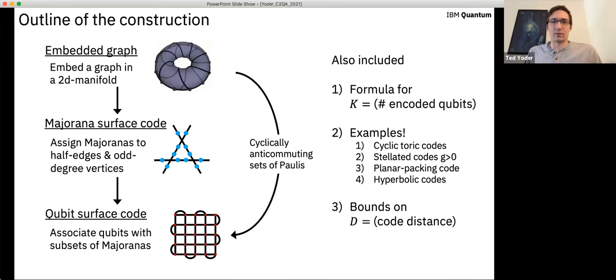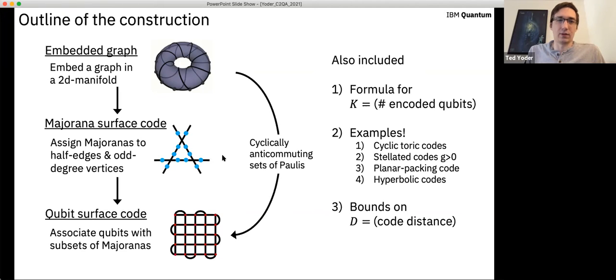Okay, so yeah, now I'm going to get into the more technical details of our construction. So basically the outline of the construction is that we have some graph embedded onto a 2D manifold. And using that graph, we're going to place qubits and place stabilizers, and that will define our code.